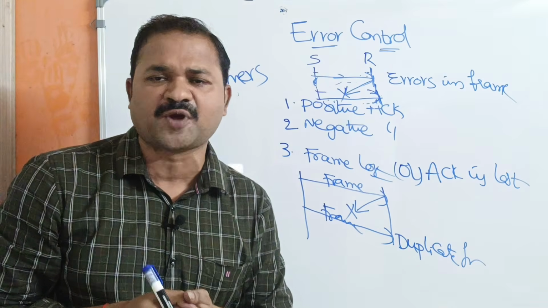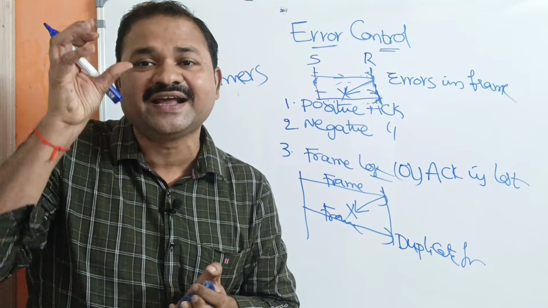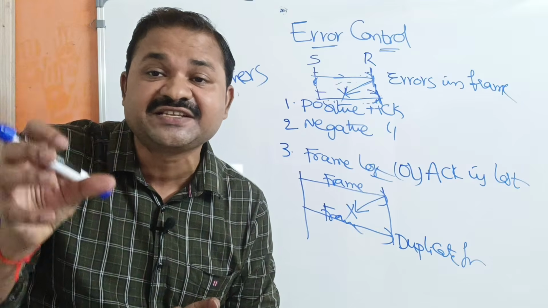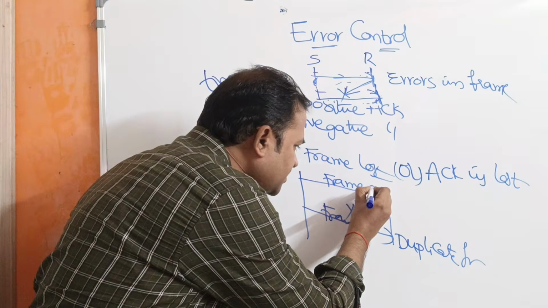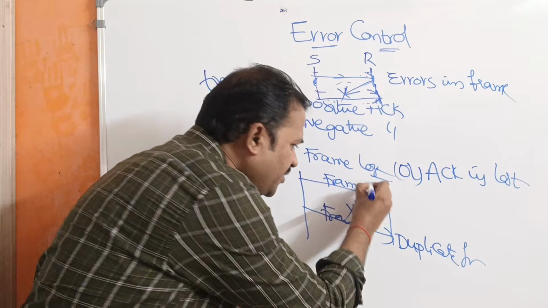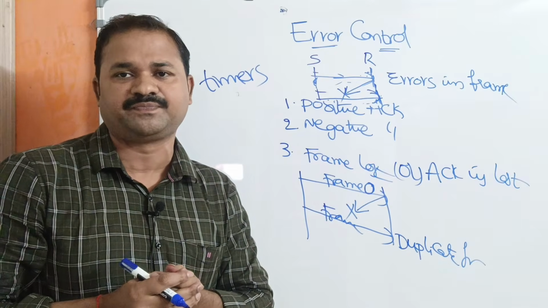So how to solve this problem? In order to solve this problem, sender has to append a sequence number to the frame. So here let it be frame 0. So this is the sequence number here. 0 is the sequence number. So sender is sending frame 0 to the receiver.